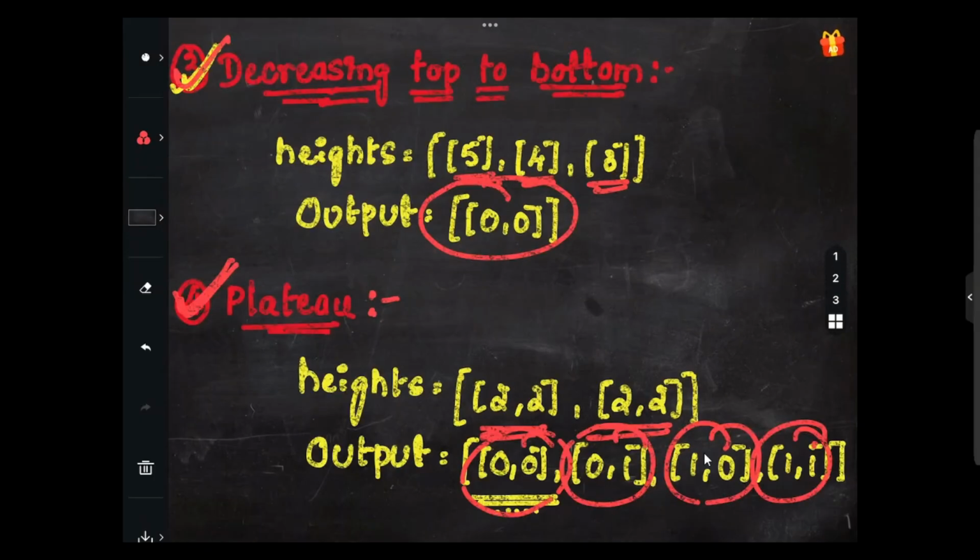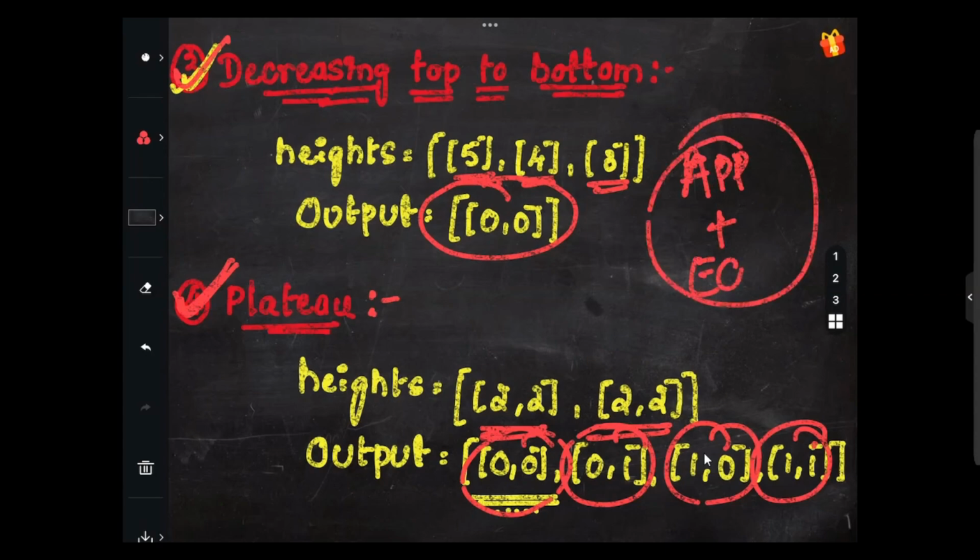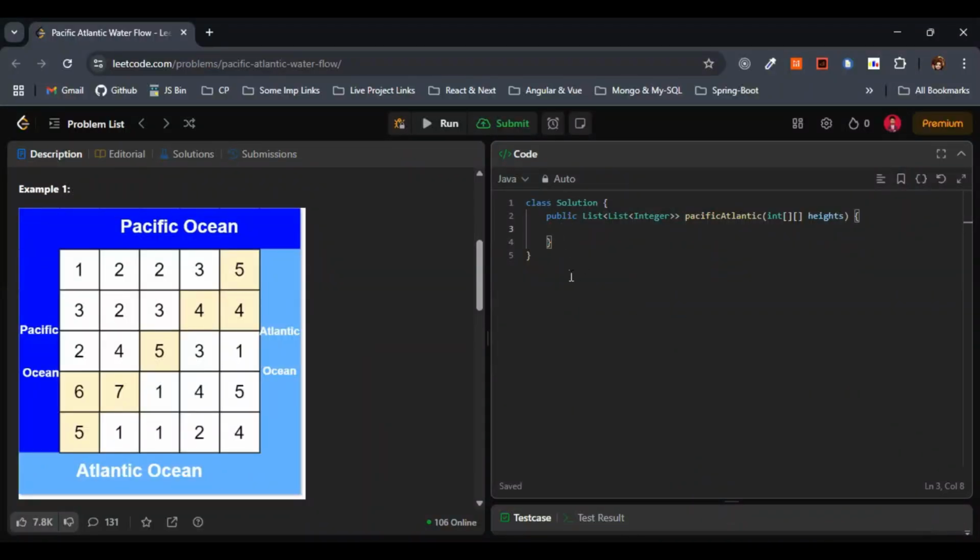Now we are completely familiar with the approach as well as the edge cases, right? As we are familiar with the edge cases and approach, we are good to write the code. Let's start writing. So the first step here, let's get the number of rows and columns first.